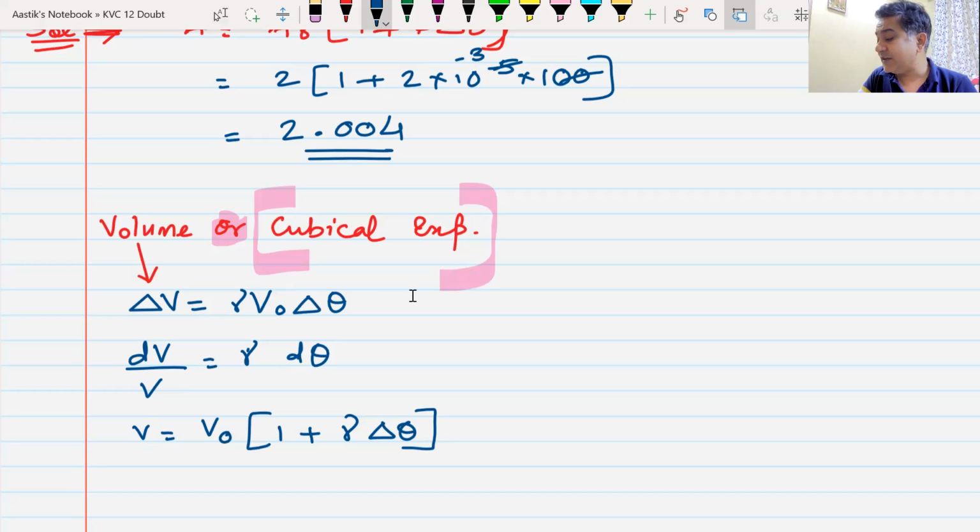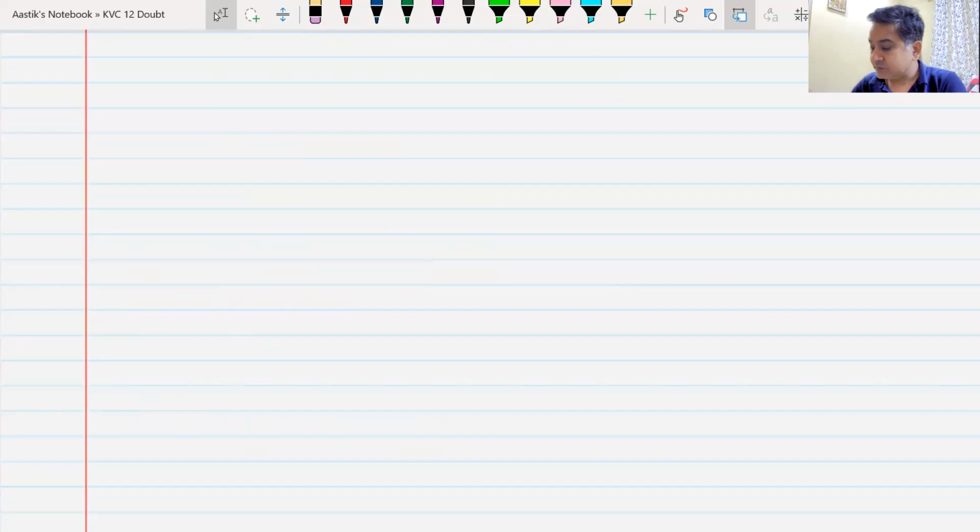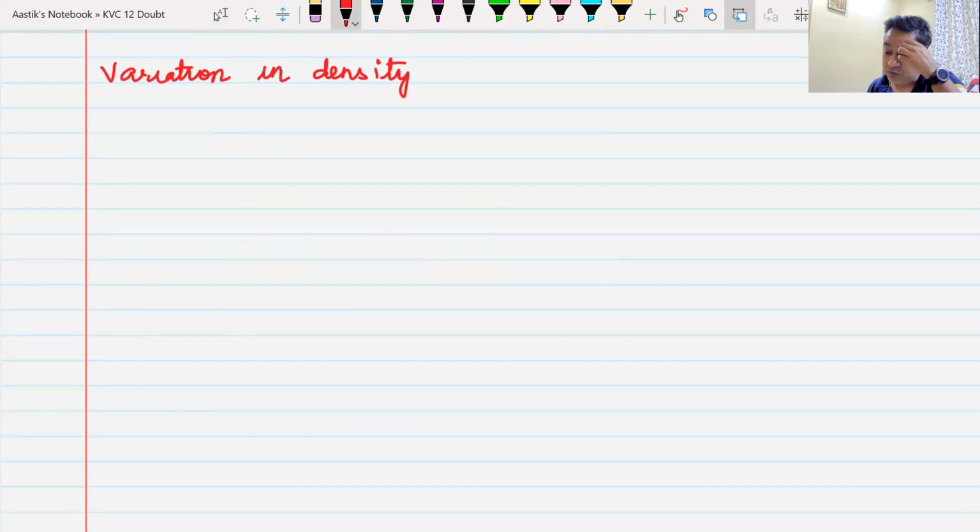One more expansion we can deal with, which is common to both liquids and solids: real expansion and apparent expansion. When you change the temperature of a body, the mass of the body does not change, but the volume of the body changes. Yes or no, my dear friends? Therefore, one thing also changes: variation in density. Now, this is valid both for solids as well as for liquids.